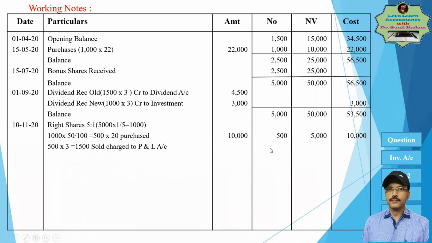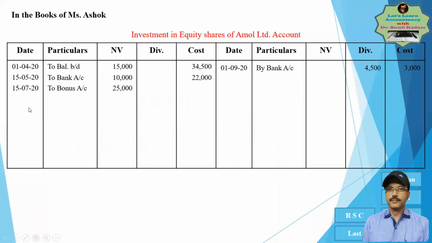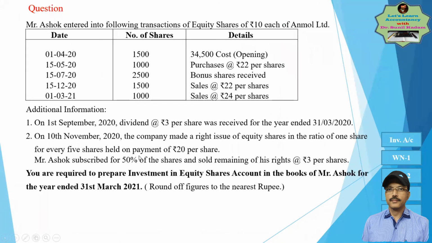So it will not be recorded here. Only the 1,500 is considered as other income and credited there. So the balance after right share is 5,500, 55,000, and 63,500. Now this right share we have to record in the books of accounts, investment account debit side, to bank. The nominal value of right share issued is 5,000, and the cost is 10,000. Now we have finished these two transactions.